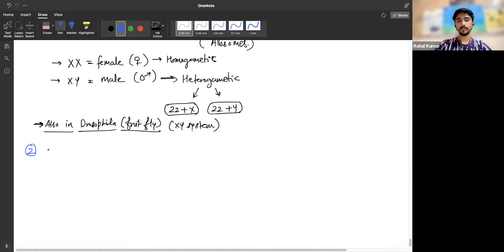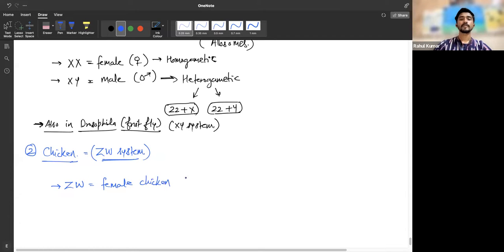There is another system which is present in chicken and some birds, which is called the ZW system. In this, the females are heterogametic. So if it is ZW, then it will be a female chicken. You understand? And the female here is heterogametic, not the male. Do you understand, everyone?